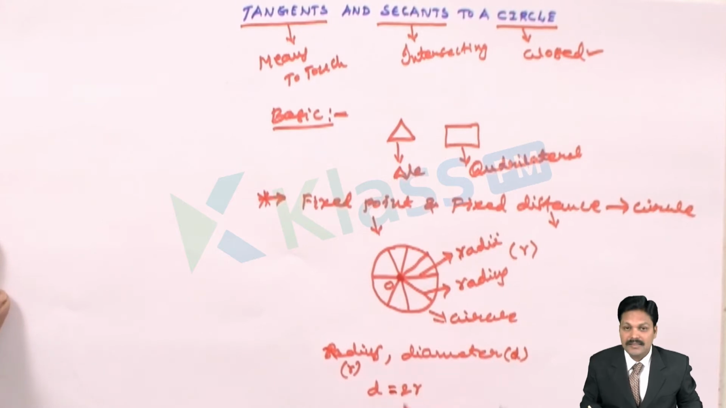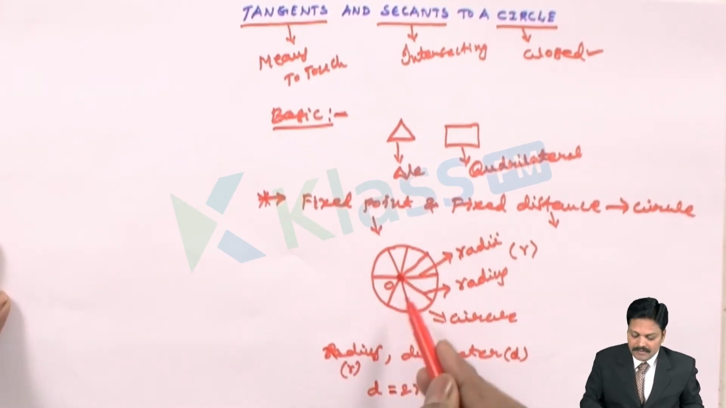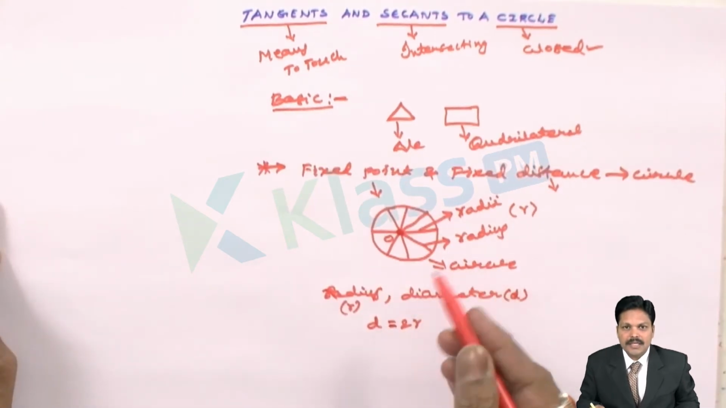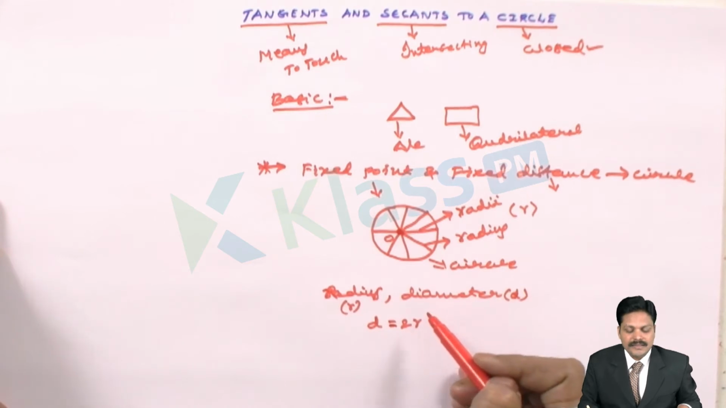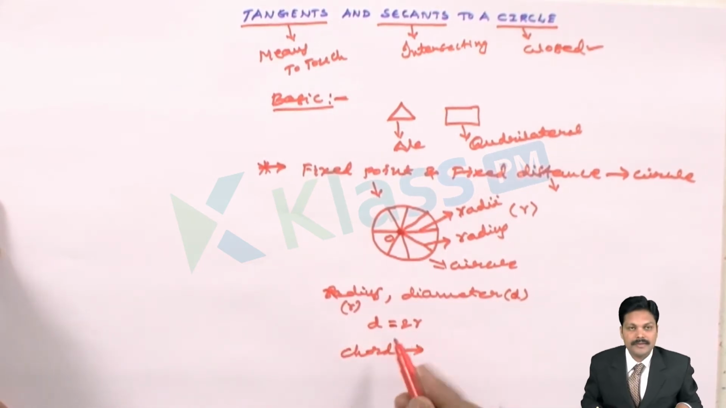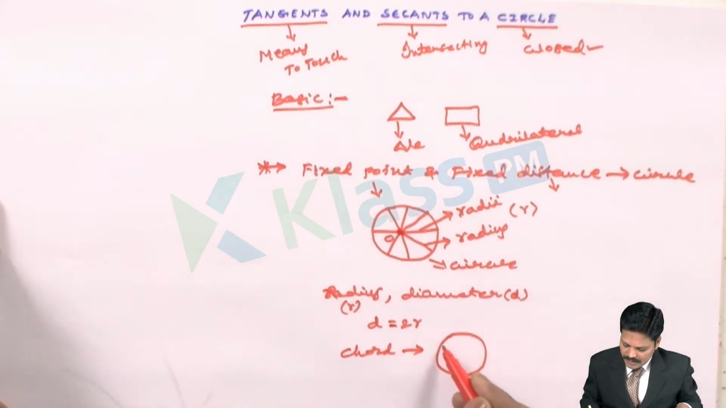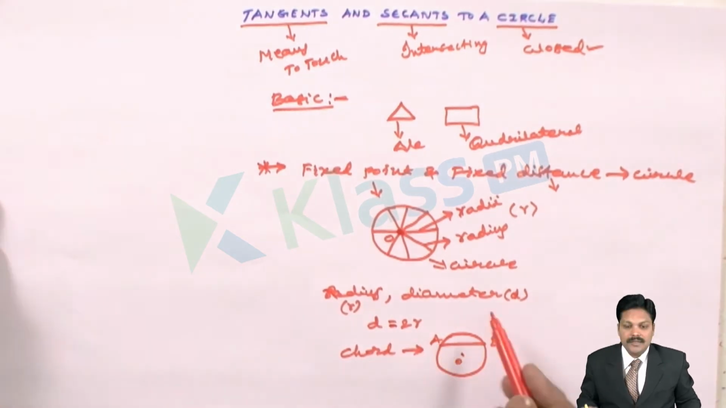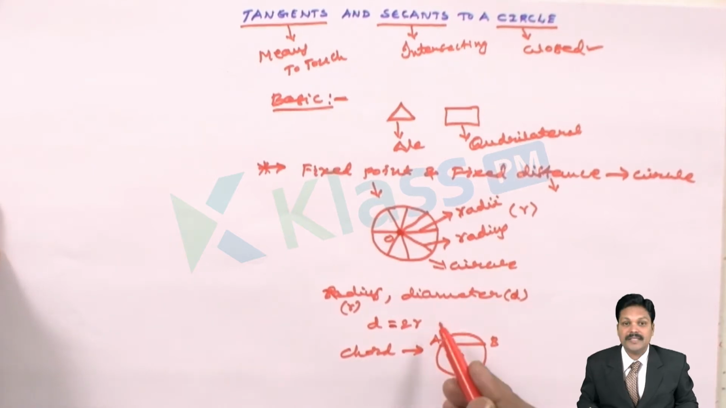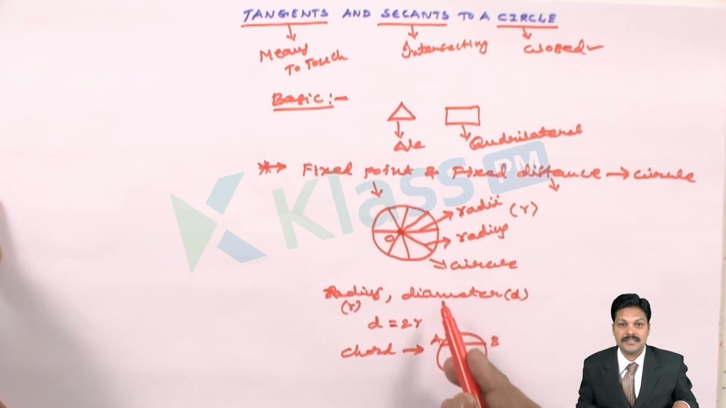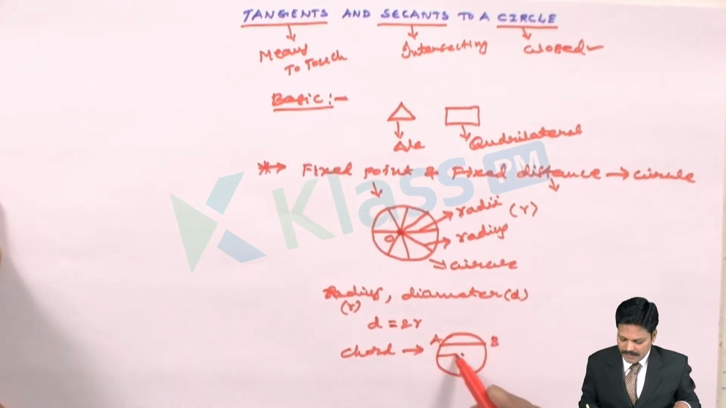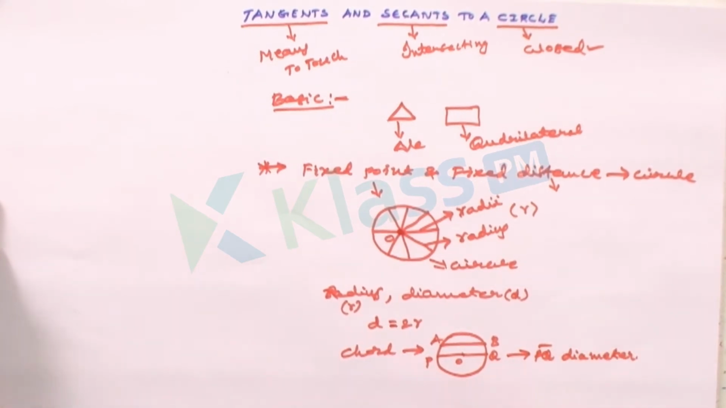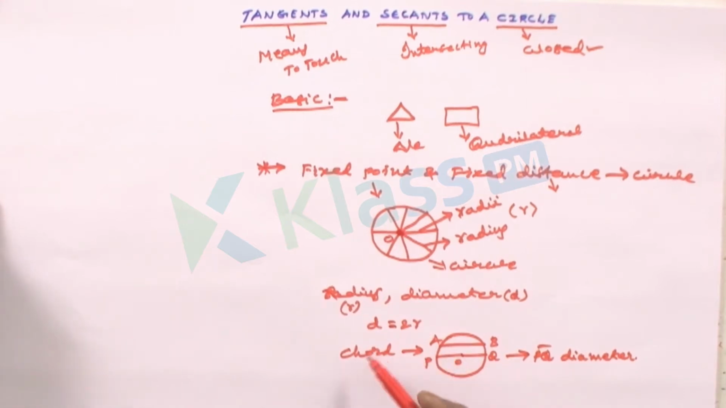How can we define the diameter? Before that, whenever we draw in a circle a line segment that touches two points on the circle, it is a chord. How can we define this chord? Here the center point is O and AB is a chord. But the longest chord is called the diameter. Why is it the longest chord? Because it goes through the center of the circle. Then we can say PQ is a diameter.